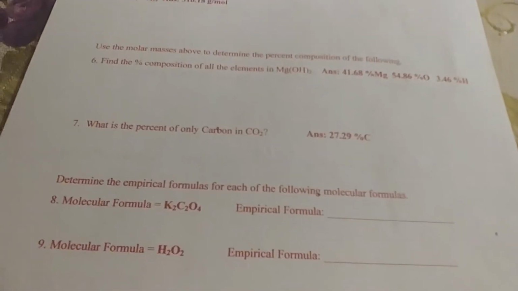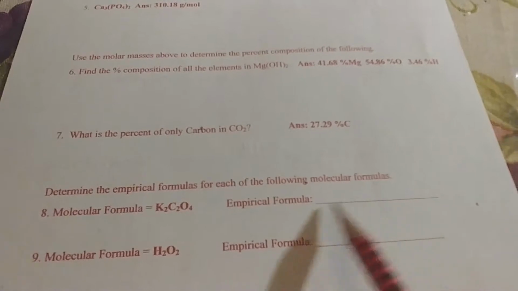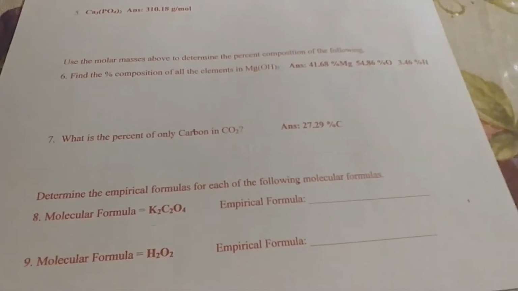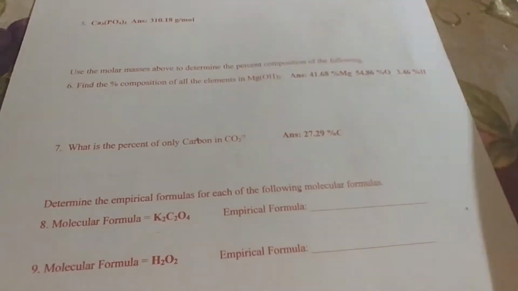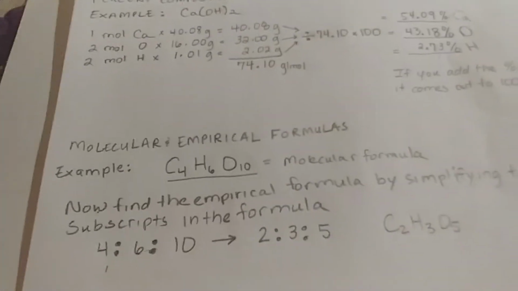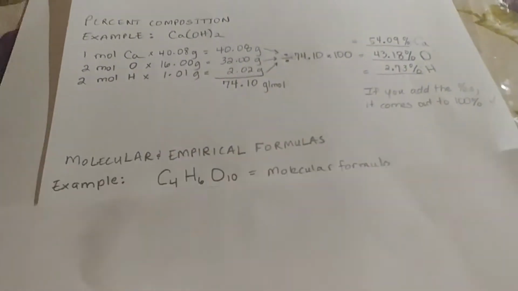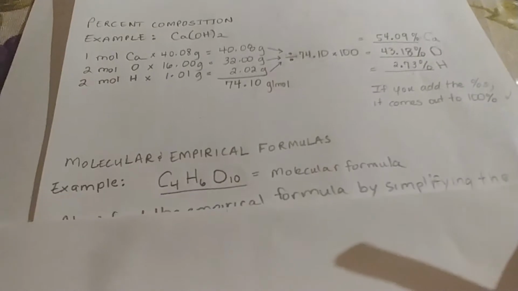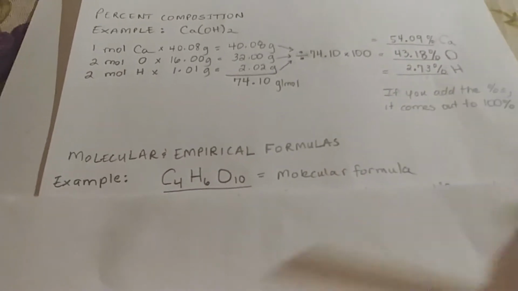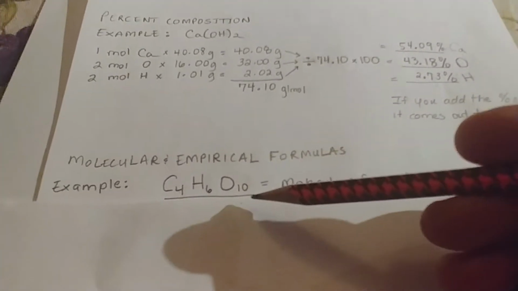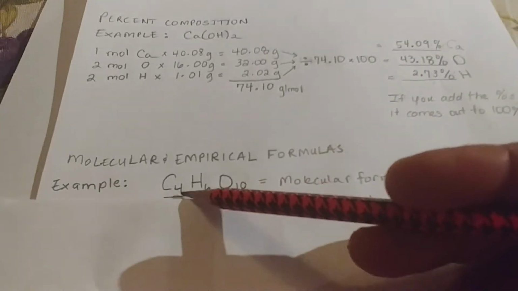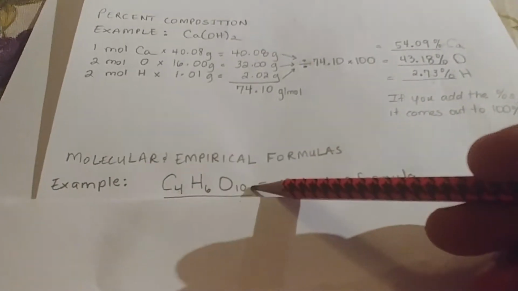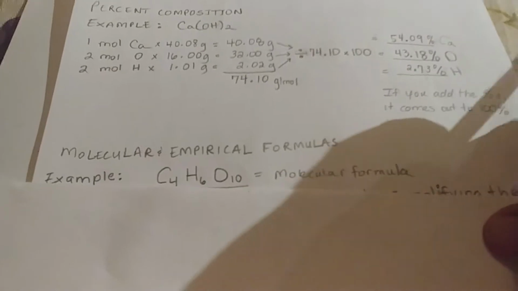you're being asked to determine the empirical formula when you're given a molecular formula. Okay, remember, that's a super easy concept. But here's pretty much what you're doing. Okay, so here's our example. They're giving us the molecular formula C4H6O10. All you have to do is reduce this 4, this 6, and 10 into its simplest whole number ratio. Simplify like you would do in math.